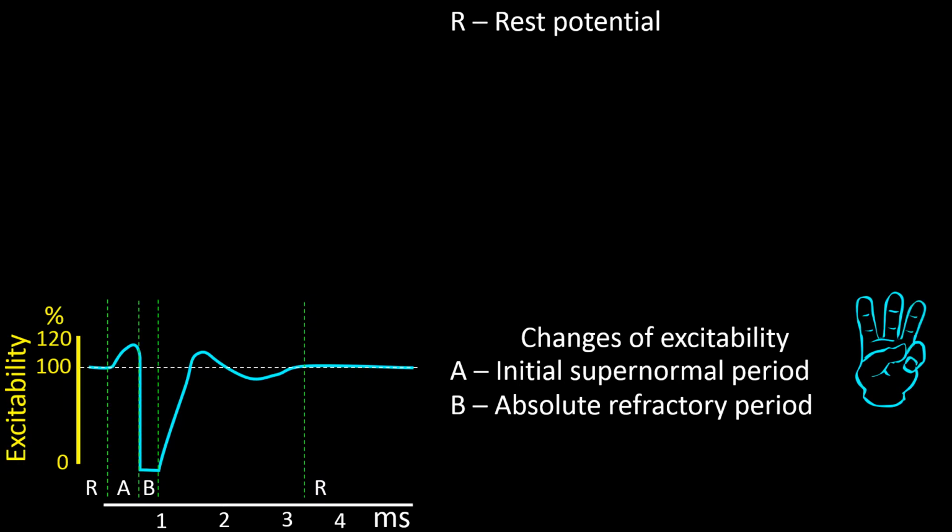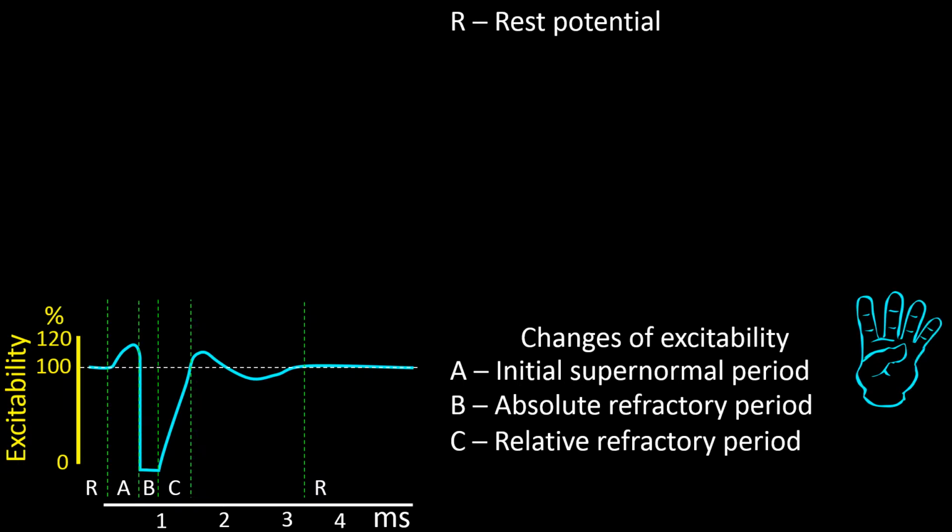The third period, which I have labeled C, corresponds to the relative refractory period. During this period, a stimulus can trigger a second action potential, but it has to be stronger than the stimulus capable of producing the action potential from the resting state. So, the membrane excitability during this period is not 0%, but it is less than 100%.